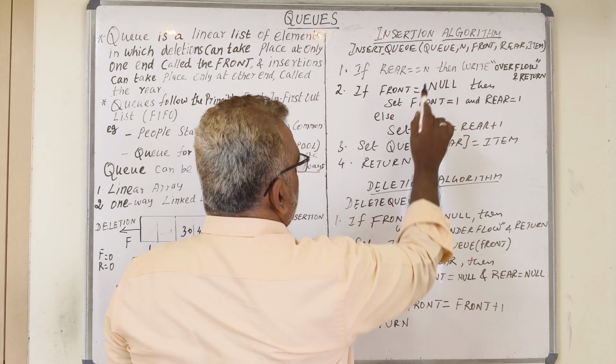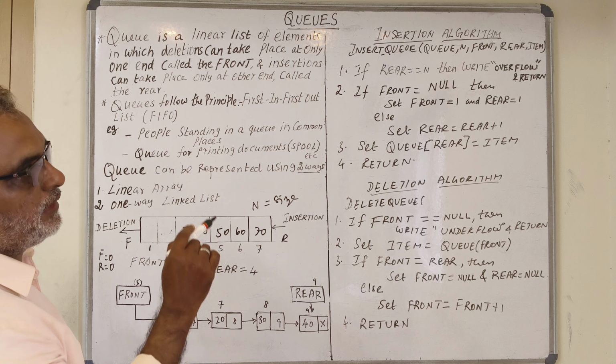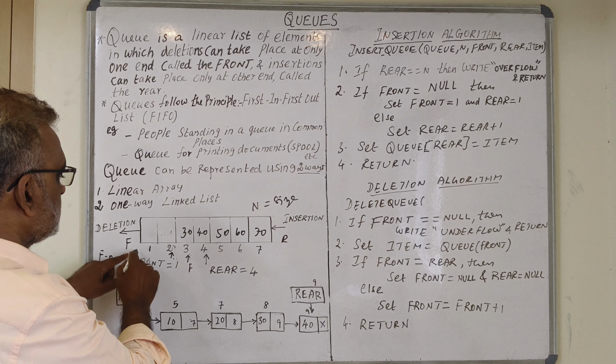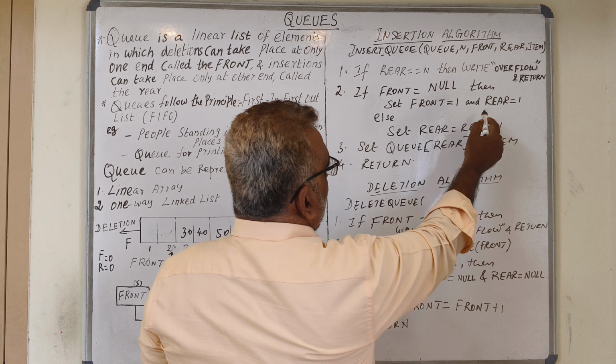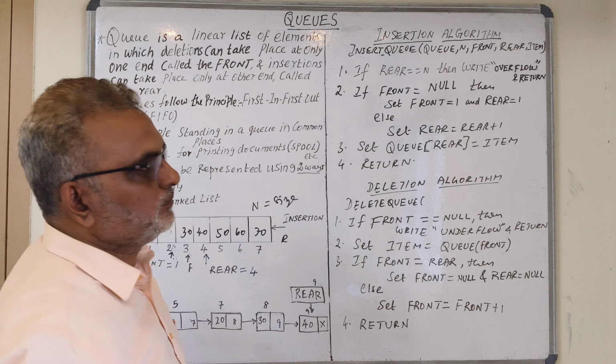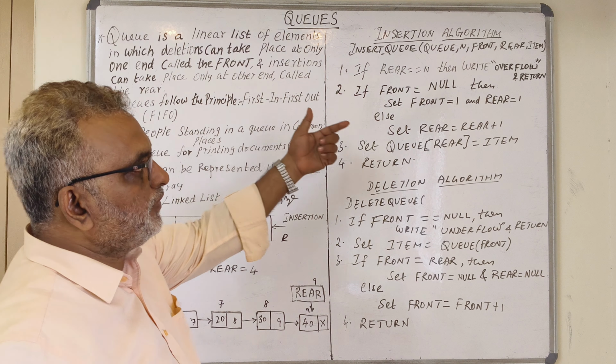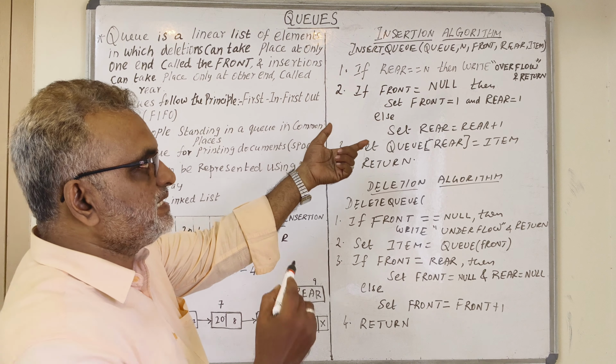Otherwise, if front is equal to null, this is another case. Initially, what is the front value? The front value is 0. Then set front is equal to 1 and rear is equal to 1. If front is null, we are going to insert the element.